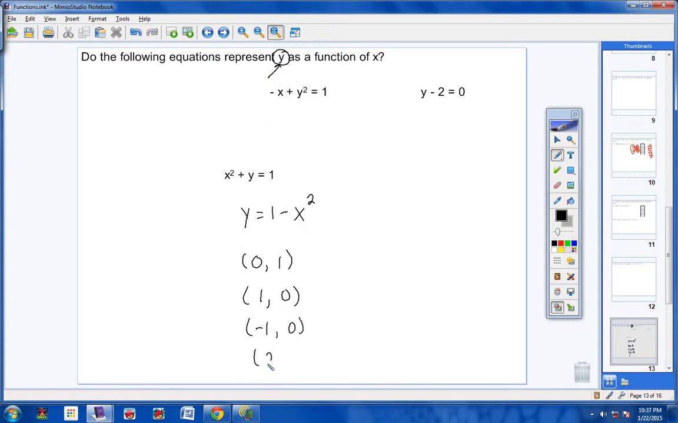Put a 2 in for x, and what do you get out? Negative 3. Put a negative 2 in for x, and what do you get out? Negative 3. You do, Mr. Earhart, yeah. Put a negative 2 in there. When you square negative 2, you get positive 4. So you have 1 minus 4, negative 3. But you know what, students?